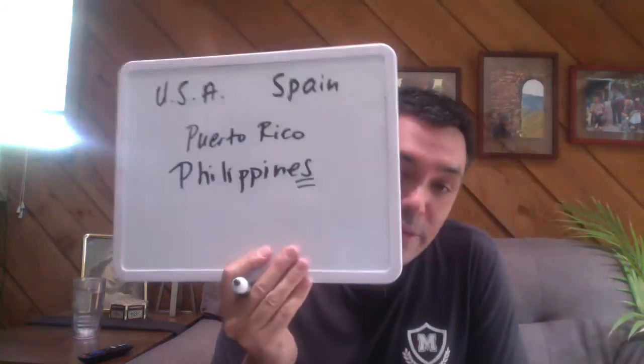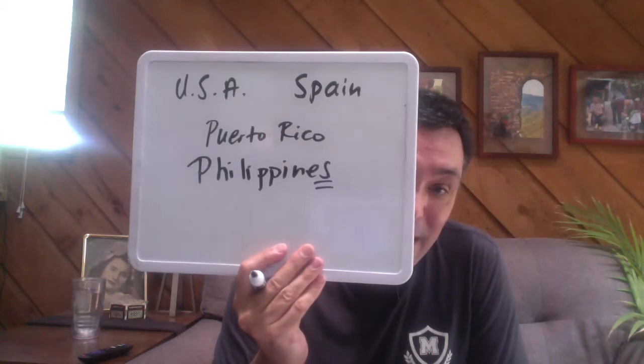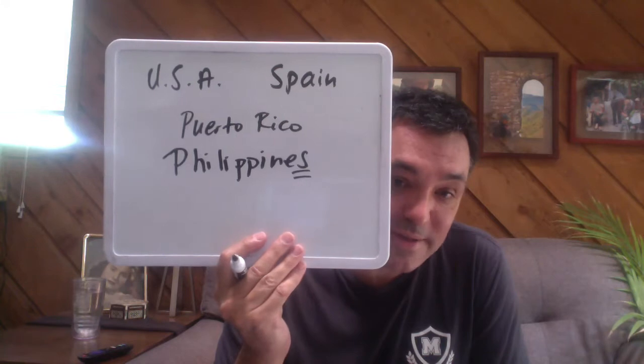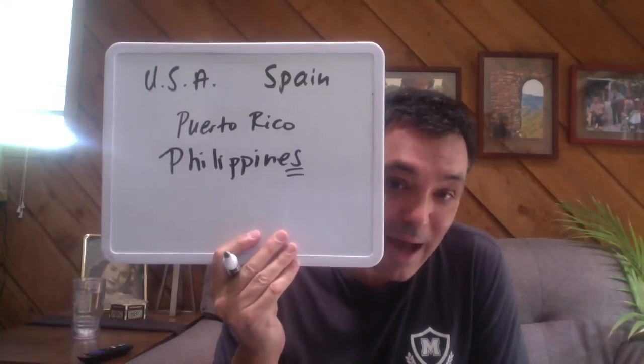And Spain agreed to give the USA the Philippines as well. Remember, they're called the Philippines because there's more than one Philippine island. There are many, many islands in the Philippines. It's a large group of islands in Southeast Asia and the South Pacific. So they agreed to sell the Philippines for $20 million.